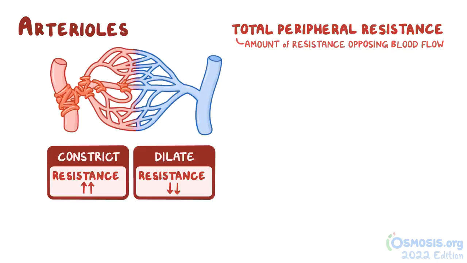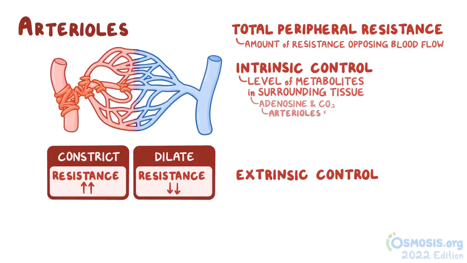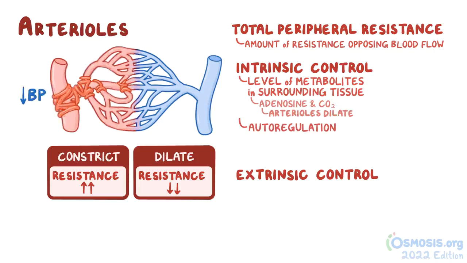Additionally, there are two mechanisms that help them do their job: intrinsic and extrinsic control. Intrinsic control of blood flow is based on the level of metabolites in the surrounding tissue. For example, adenosine and carbon dioxide will cause nearby arterioles to dilate. Another type of intrinsic control is autoregulation, and it's when the flow of blood is kept steady against changing arterial pressure. So, a sudden drop of pressure can reduce the movement of blood towards an organ, but the arterioles autoregulate by dilating, which reduces resistance in order to maintain blood flow.